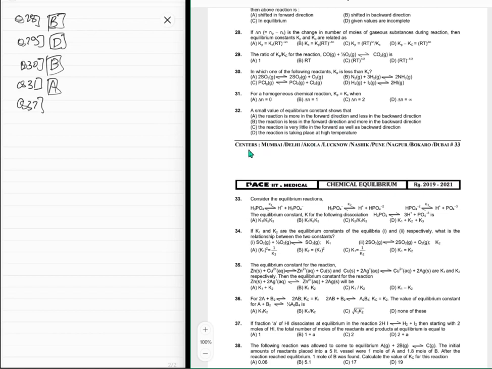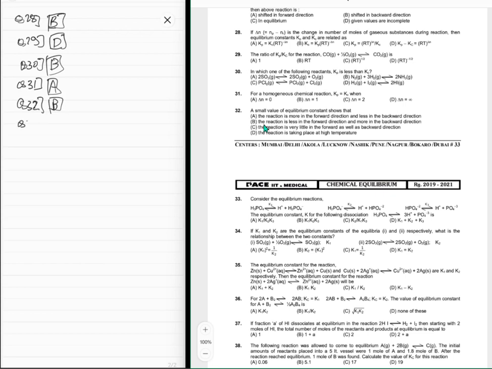At high temperature, the reaction is very little forward as well as backward. No, that doesn't make sense. That would just be a slow reaction. That's not related to equilibrium constant at all. So B is what it should be. Question number 32, that is B.